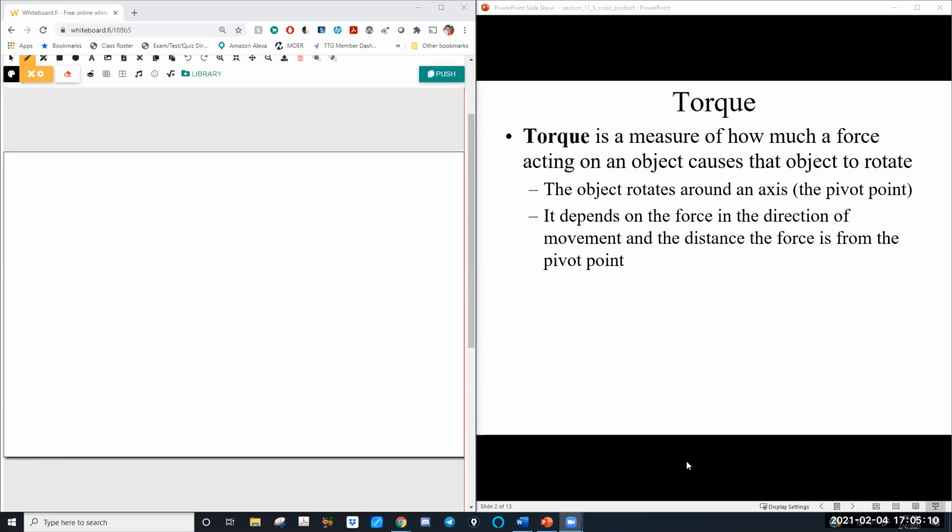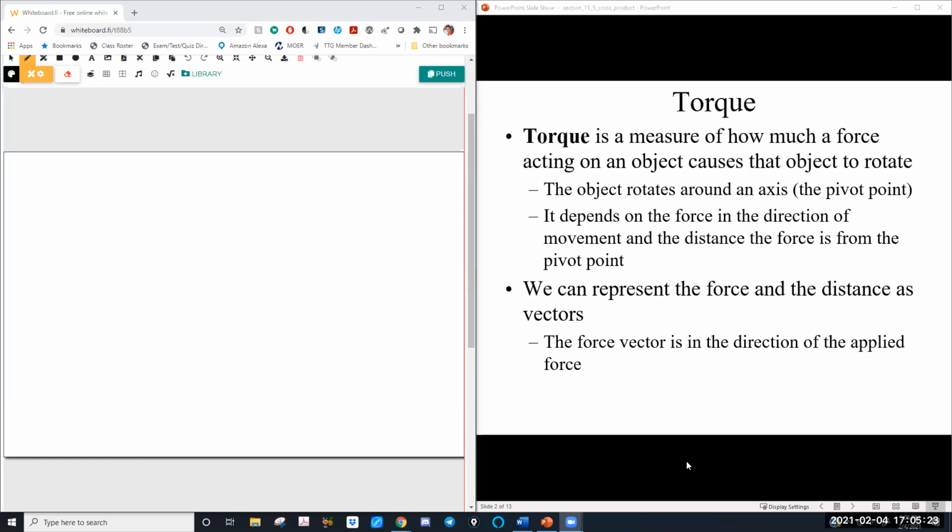And it depends on the force in the direction of movement and the distance the force is from the pivot point. All right. Now, the nice thing is we can represent the force and the distance as vectors. The force vector is in the direction of the applied force, and the distance vector points away from the pivot point.